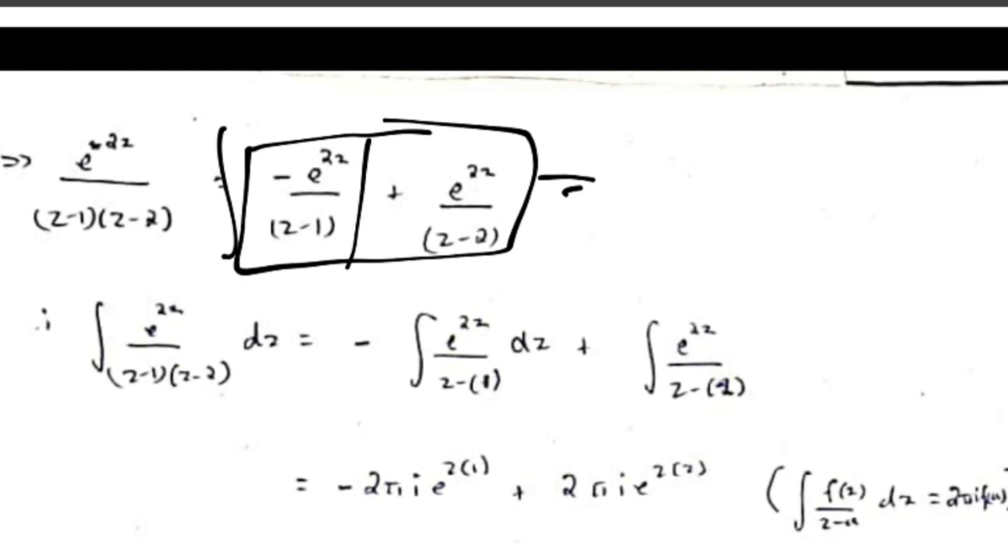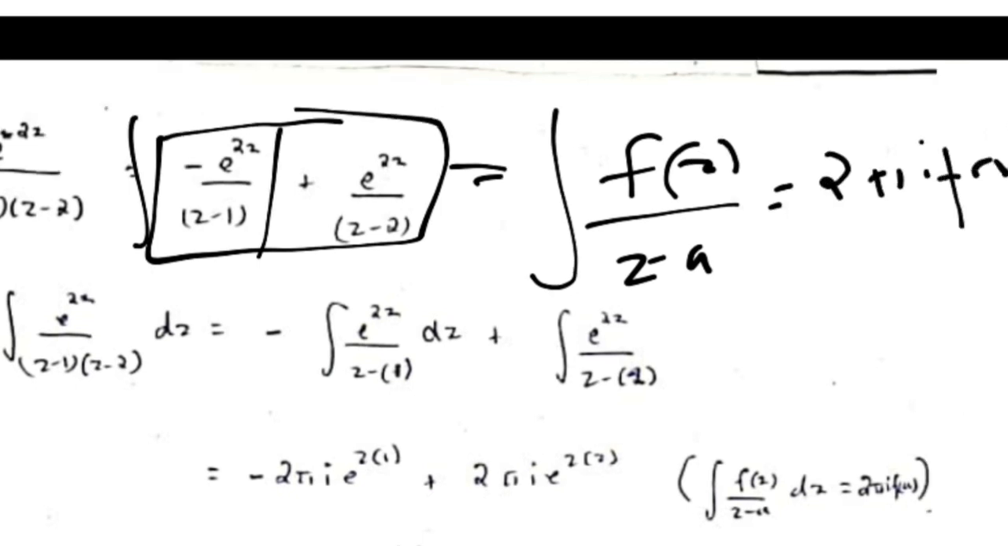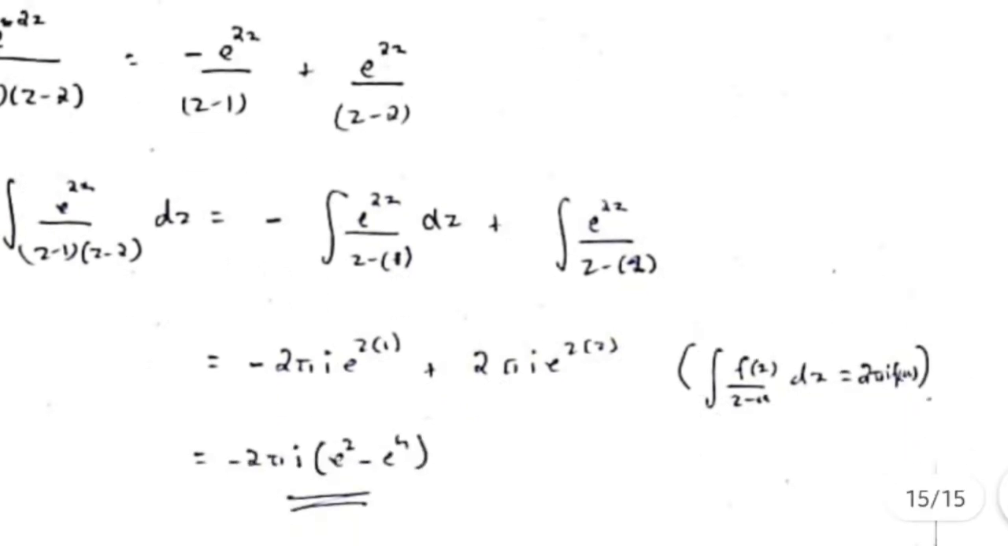This is of the form f of z by z minus a integral. Okay. The equation of this, which we found out earlier, is 2 pi i into f of a. So here a will be whatever the value that we will be using in f of a. Okay. So we will be writing each of these terms in this form. So the first term will be minus e power 2z divided by z minus 1. So the a value is 1 here.